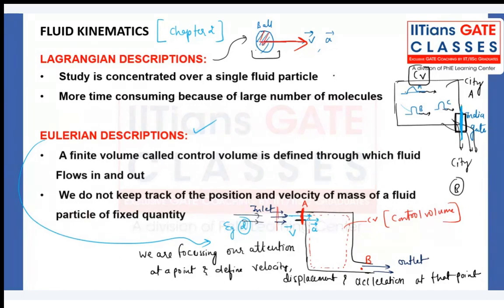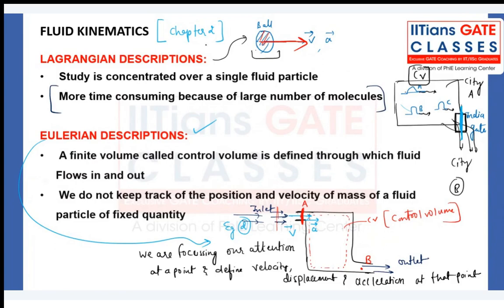And when you do the statistical averaging, it will take a great amount of time, because calculating a single fluid particle's velocity will take that much time. How many particles? Infinite time. So that is more time consuming because of the large number of molecules. In case of solid, we don't have a large number of molecules. In fluid, we have billions of particles traveling through a particular point in a control volume.